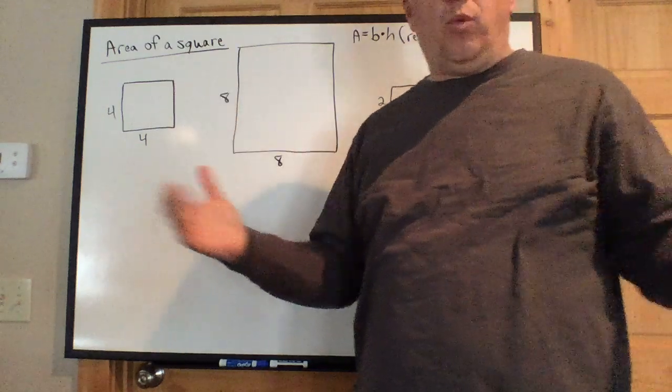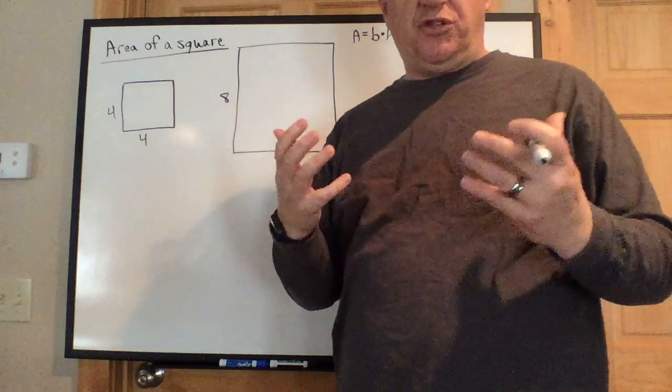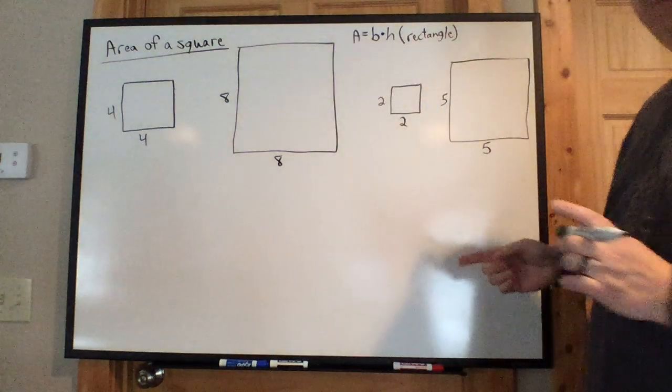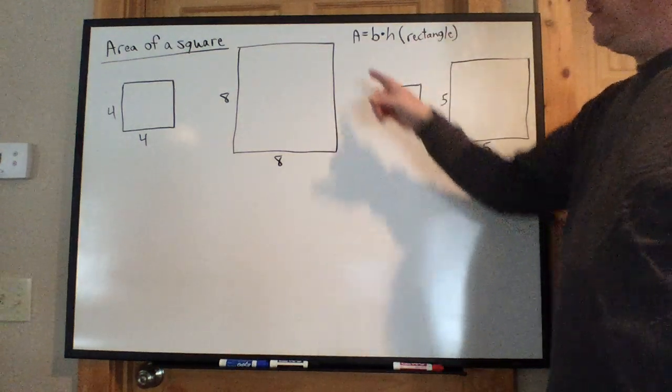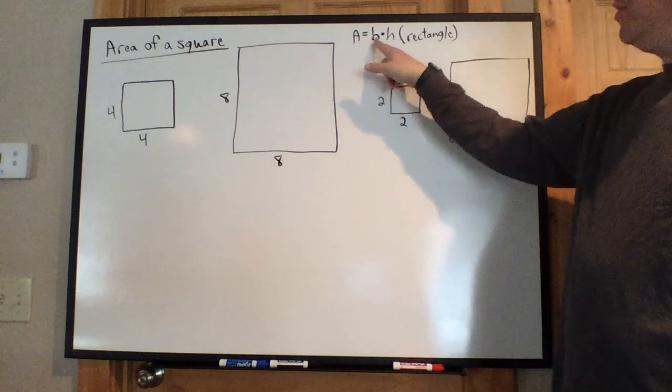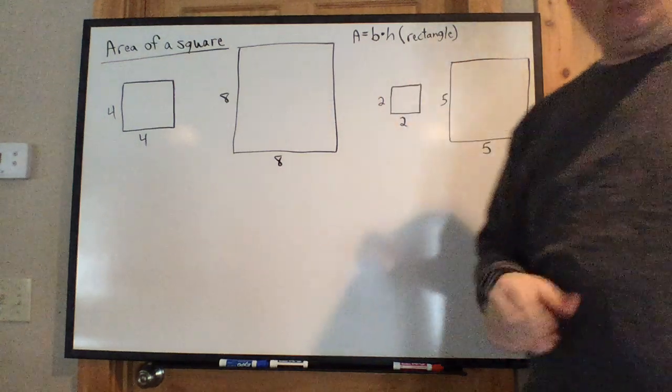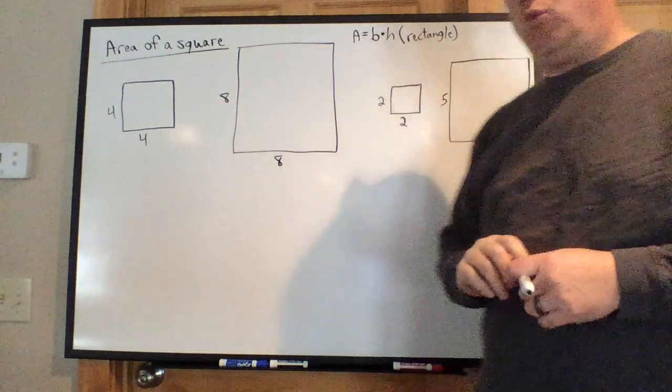Okay, in this video, we're going to talk about how to find the area of a square. One of the formulas that we like to use for that is the area of that shape is equal to the base number times the height number. And that's typically used for rectangles, which a square happens to just be a special rectangle.